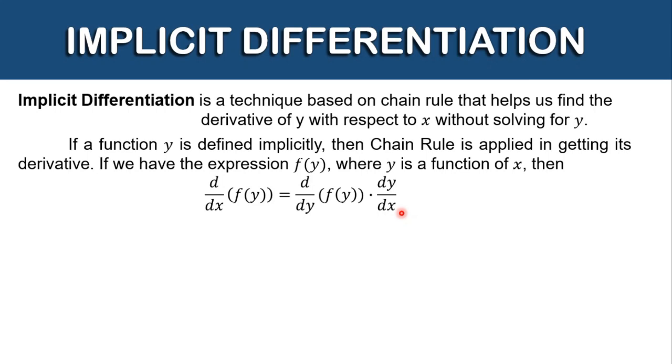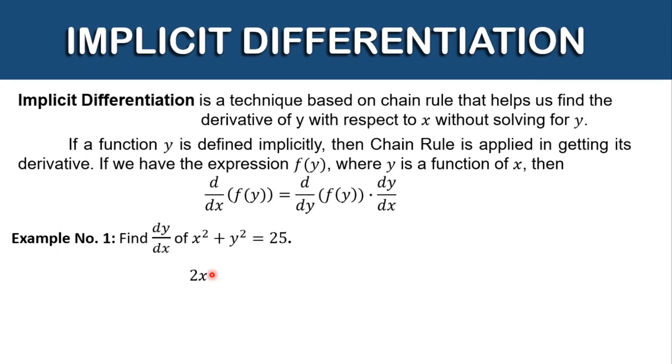Let's have our example number 1. Find the derivative of y with respect to x of x squared plus y squared is equal to 25. So how are we going to differentiate this problem? On the left side, we have two terms: a term involving x and a term involving y. Here we have x squared. So when only x is in the term, we just differentiate it. So the derivative of x squared is 2x.